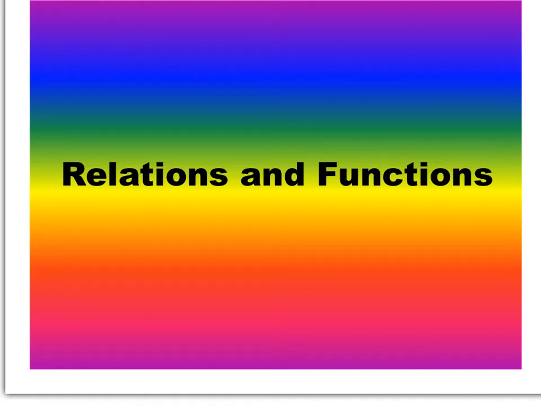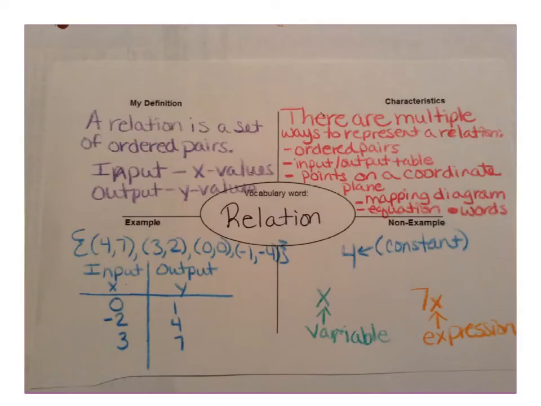Hello class, today we're going to do relations and functions. If you'll look at one of your Frayer models, what I would like for you to do on one of them is to, in the center where it says vocabulary word, write relation like you see on your screen. I already have mine done up and I'm going to show you each section, so you don't have to pause the video right now because I'm going to go through each section individually.